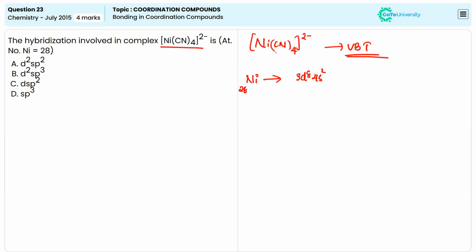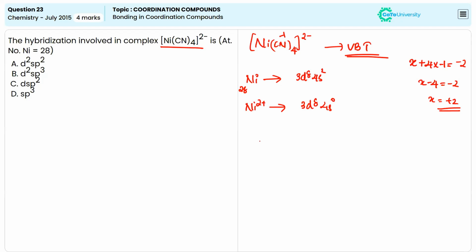Now, what is the oxidation state of nickel in this complex? We have to calculate it. I'm taking the oxidation state of nickel as X. So X plus 4 times negative 1, because each CN has a negative 1 charge, is equal to minus 2. So X minus 4 equals minus 2, and X will be plus 2. Nickel is in the plus 2 oxidation state. So I'm considering the Ni2+ ion, that is 3d8 4s0.